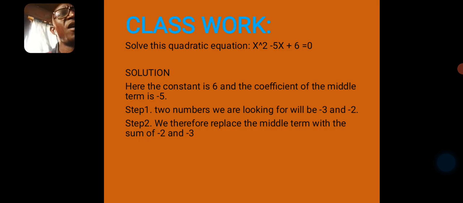Now, to explain it further, for you to understand, let's look at a typical example of a quadratic equation. In this case, we've been asked to solve this equation, x squared minus 5x plus 6 equal to 0, using factorization method. Here, if you look at the first term, which is x squared, its coefficient is 1. So the next thing to do is to look at the constant term, which is 6, and look for two numbers whose product will give you plus 6, but whose sum will give you minus 5.